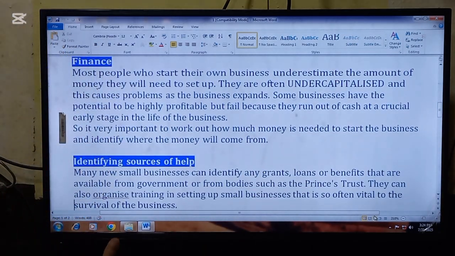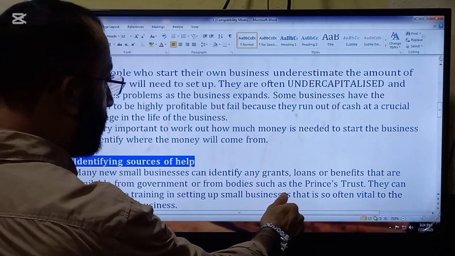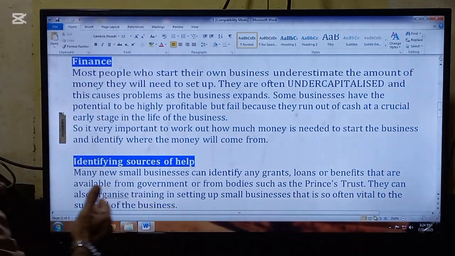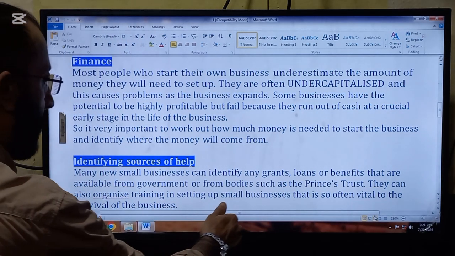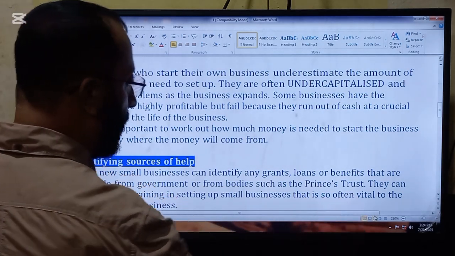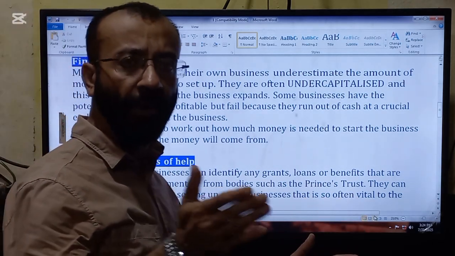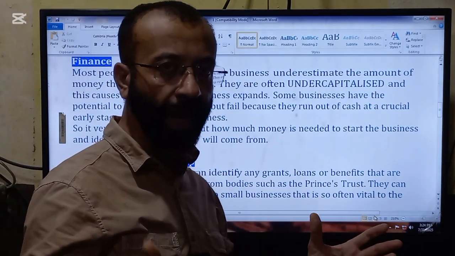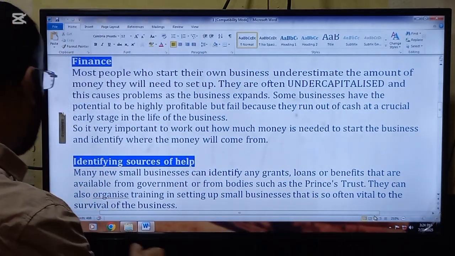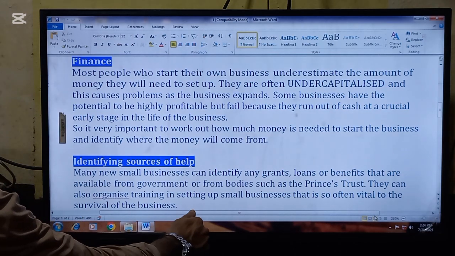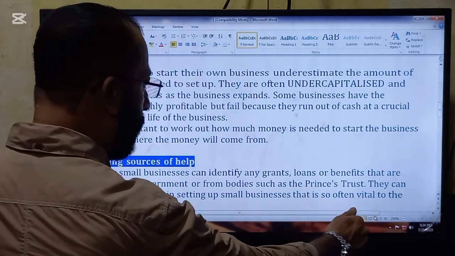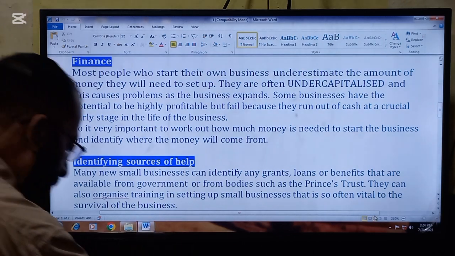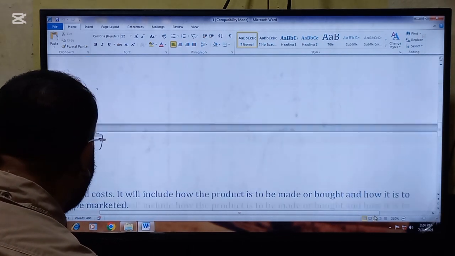The next stage that is important in starting up a business is identifying sources of help. Many new small businesses can identify grants, loans, or benefits that are available from the government or from bodies such as the Prince's Trust, or from their own relatives or friends. Some savings may also help them in this regard. They can also organize training in setting up small businesses, which is so often vital to the survival of the business.